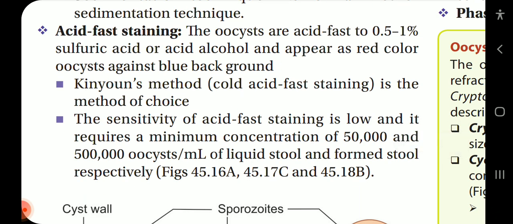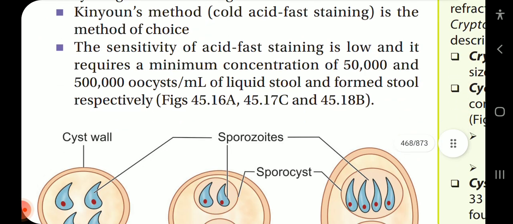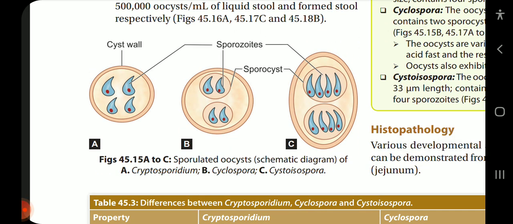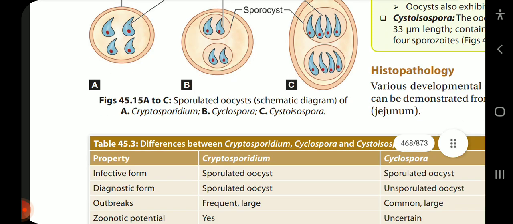Acid fast staining: the oocysts are acid fast to 0.5 to 1% sulfuric acid or acid alcohol and appear as red oocysts against the dark blue background. Kinyoun method, cold acid fast staining, is the method of choice. The sensitivity of acid fast staining is low, and it requires a minimum concentration of 50,000 to 5 lakh oocysts per ml of liquid stool and formed stool respectively. In this figure, we can see the sporulated oocyst of Cryptosporidium in figure A, Cyclospora in B, and Cystoisospora in C.